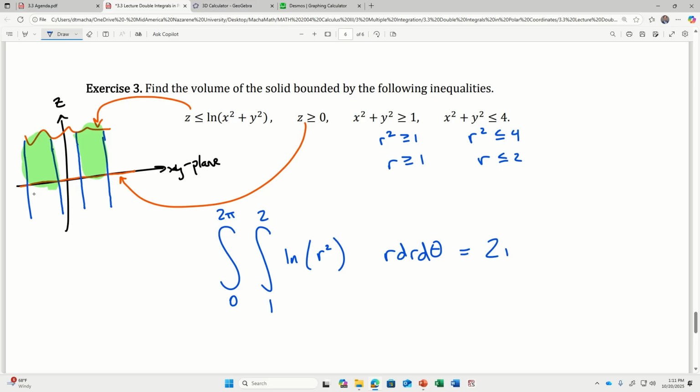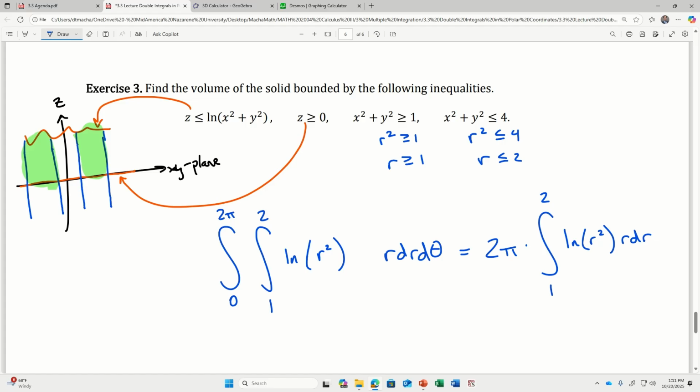Before I even do anything, I'm going to rewrite it like this. Because you guys see how there's no mention of theta. There's not any thetas in the integrand, and there's not any thetas in the lower or upper bound of the inside integral. So there's no thetas that are ever going to show up in this problem.